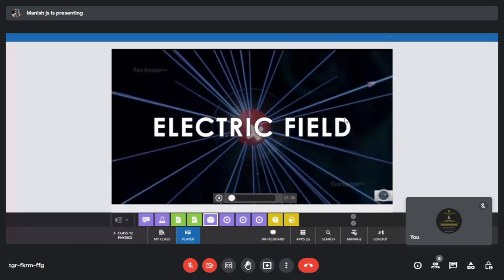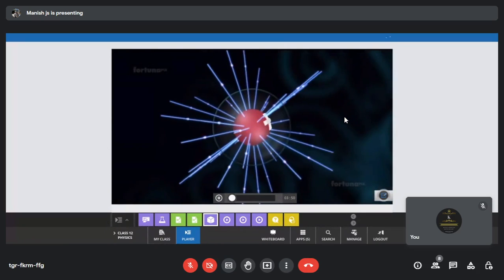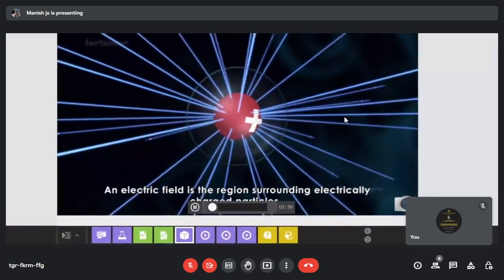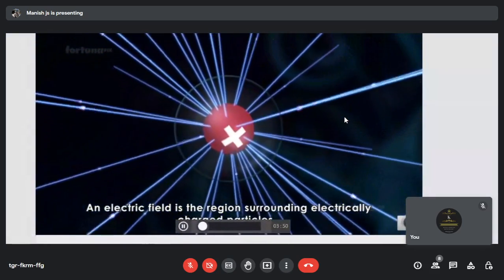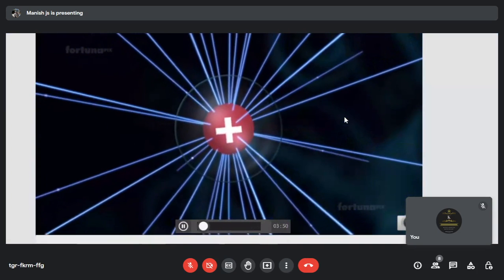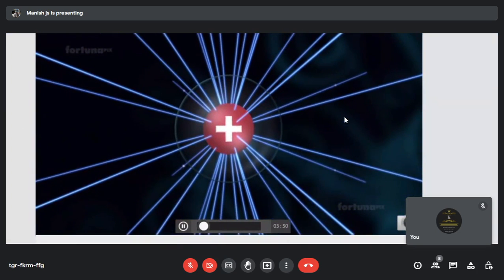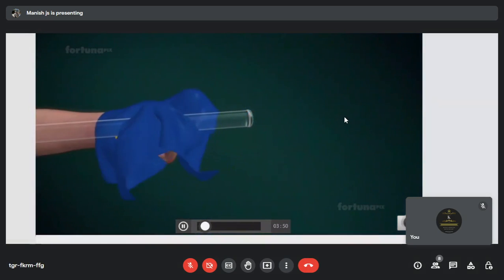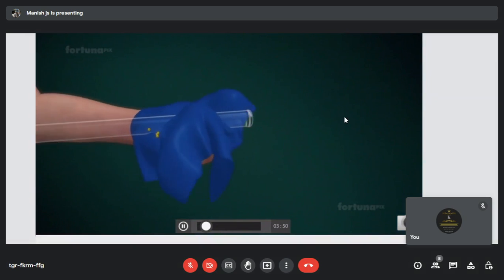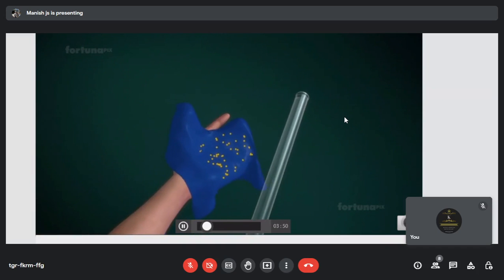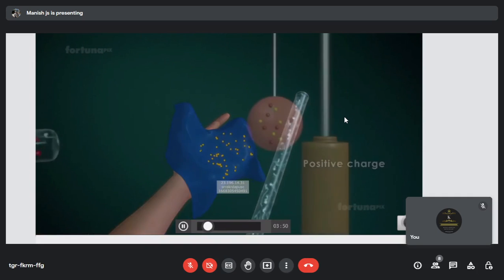Electric field. An electric field is the region surrounding electrically charged particles. Let's take a look at how these charged particles can cause electric fields. To begin, we'll rub a glass rod with a silk cloth. This rubbing will remove some electrons from the rod, leaving it with a positive charge.